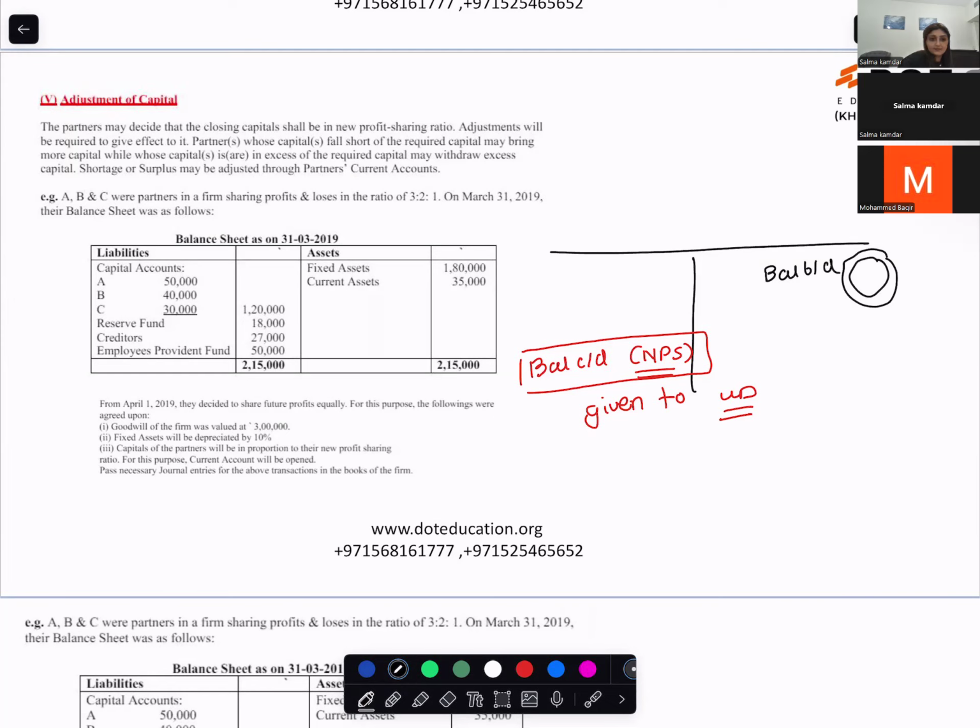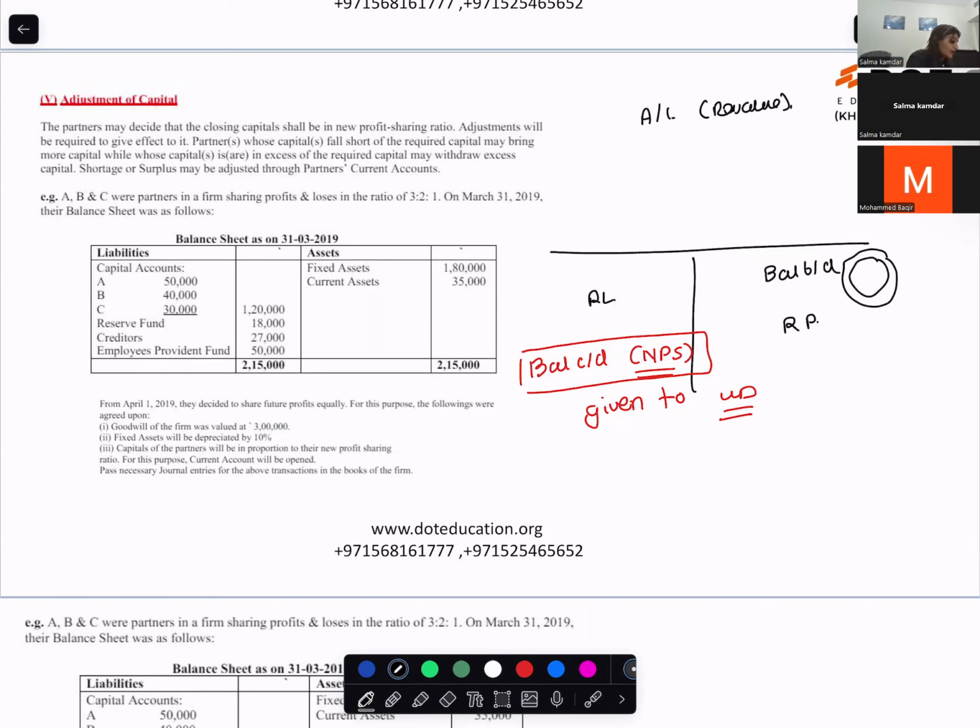Ma'am, it says a change in structure. So that means goodwill will be adjusted. There will be a revaluation account made, undistributed profits on the credit side and undistributed losses on the debit side, and assets and liabilities revalued, right? Okay, so revaluation profit would be over here and revaluation loss would be over here.